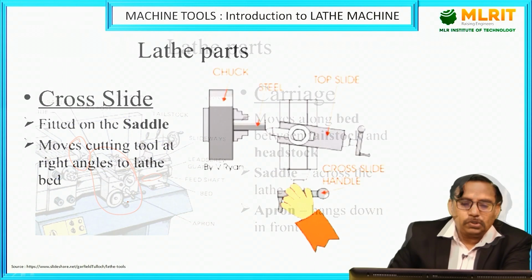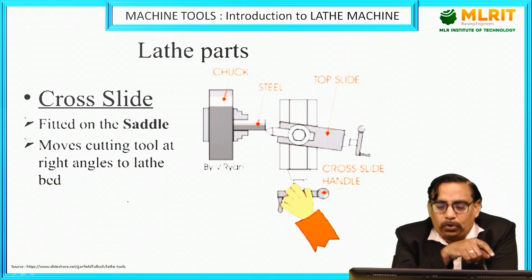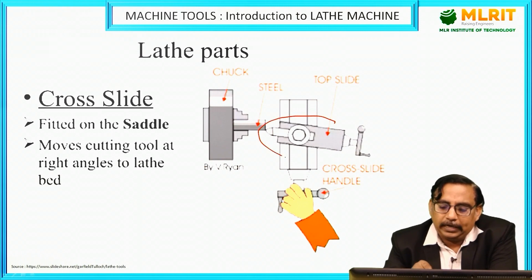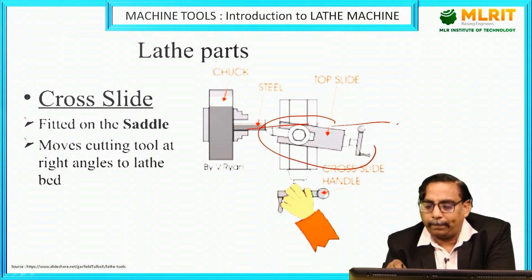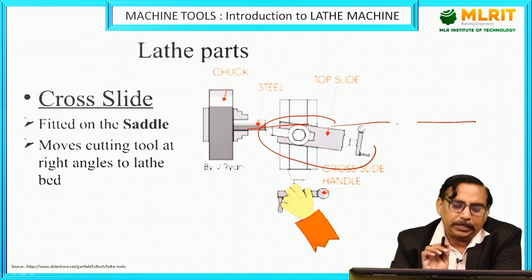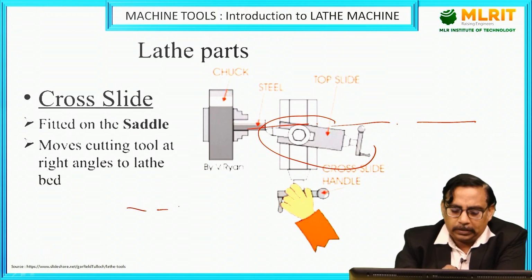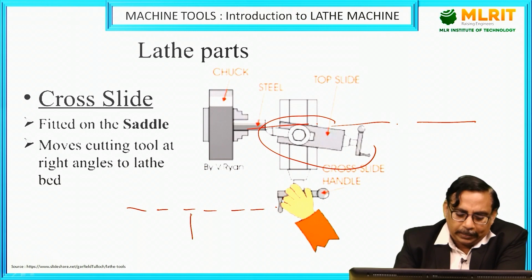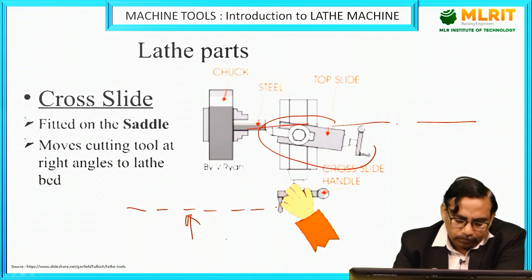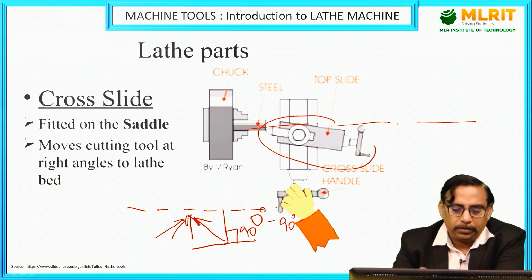So coming to cross slide, as I said, there will be inclination for the tool also. See here, this is somewhat inclined when this is the axis. So the cross slide is fitted to the saddle, and it moves the cutting tool at right angles to the lathe bed. So if this was our axis, we can directly go at right angle, or with an inclination, from 0 to 90 degrees we can change it.